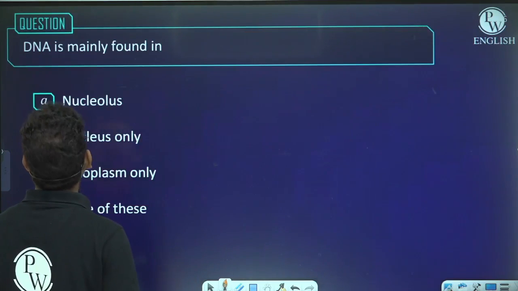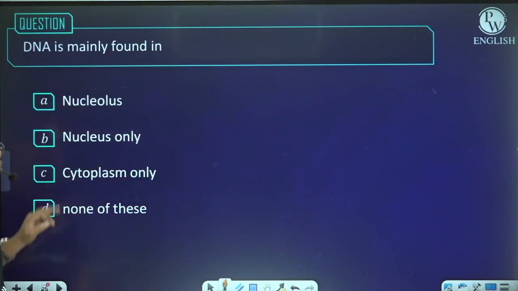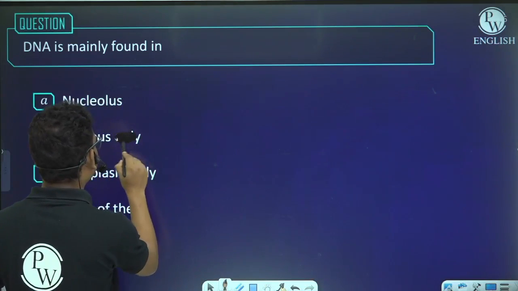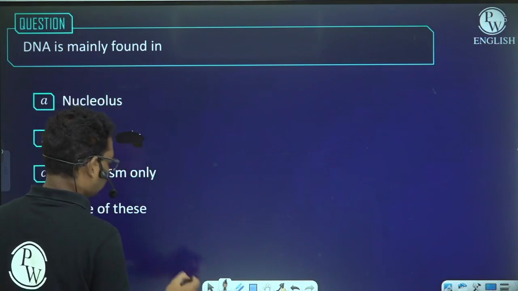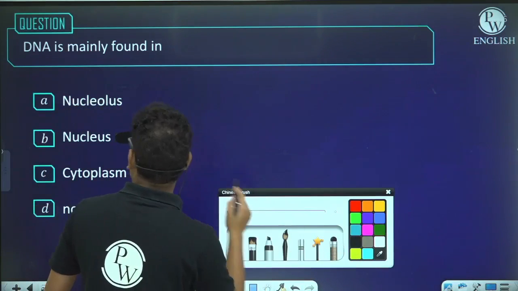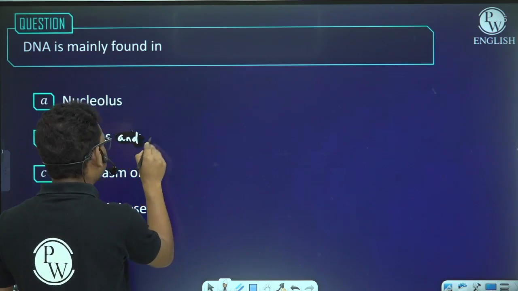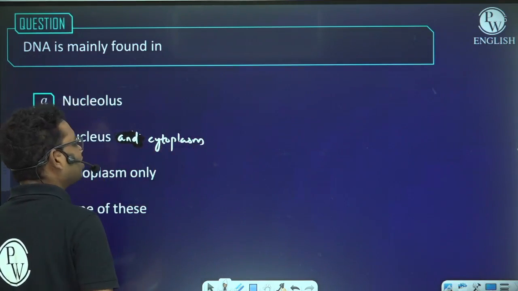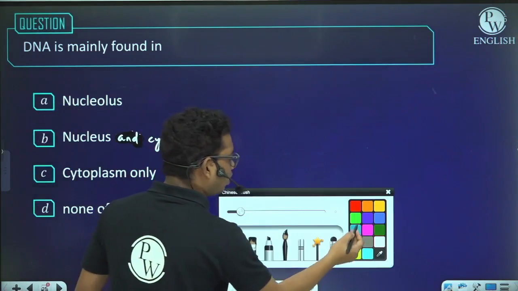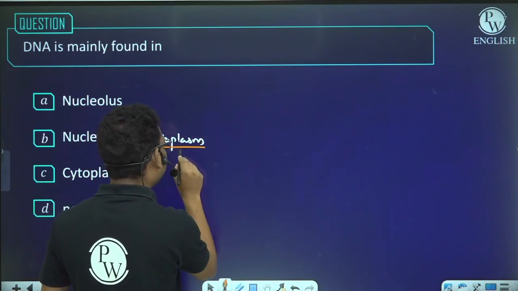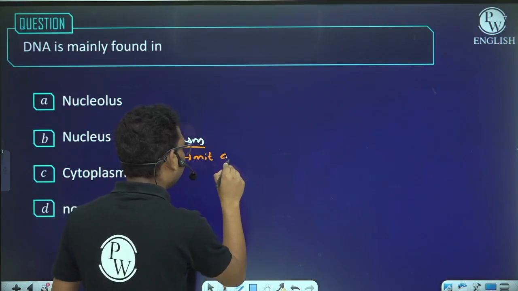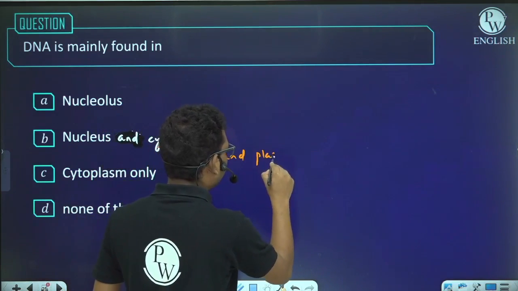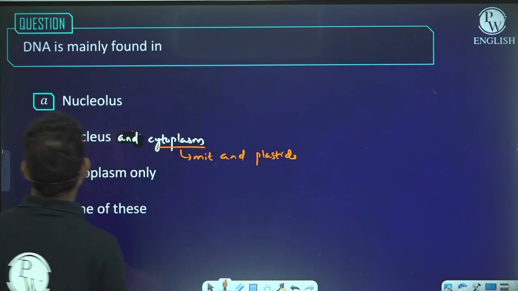Next, DNA is mainly found in nucleus. See, there is a small typing error. The DNA is found in both nucleus and cytoplasm. Where in cytoplasm? In cytoplasm we have organelles like mitochondria and plastids. All the three types of plastids have DNA. So the answer is B.